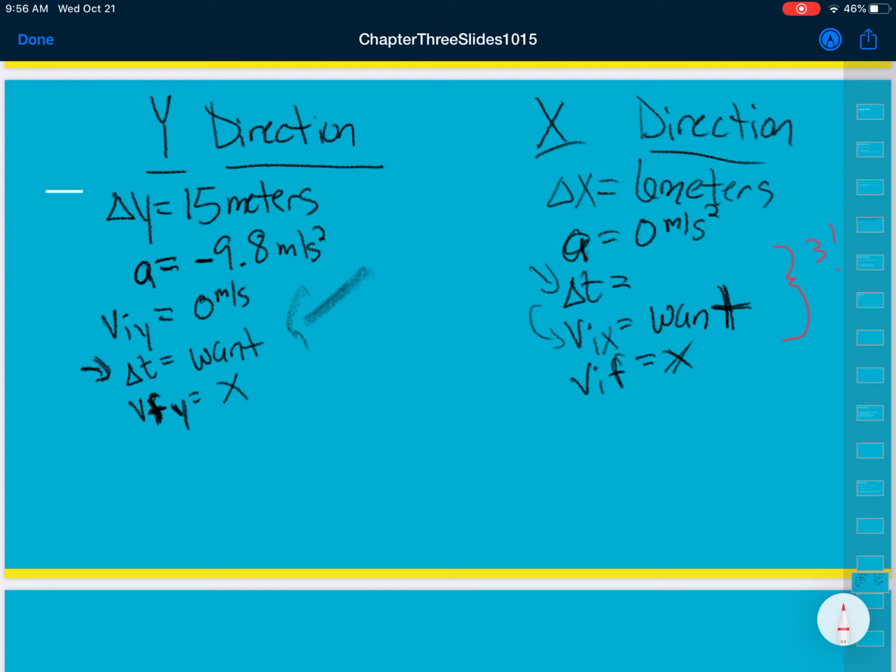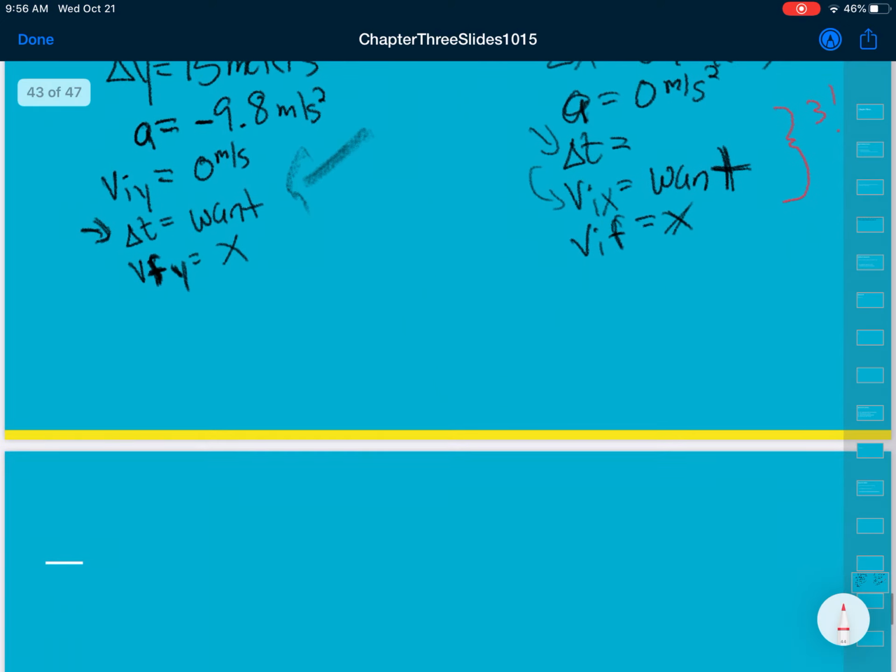So that's why I'm going to start over here in my Y direction, okay? So in my Y direction, coming down to the next page. Remember we have our motion equations, and let me write those out here for you for a second. Here are your motion equations. VF equals VI plus A delta T. Okay, there's motion equation number 1.